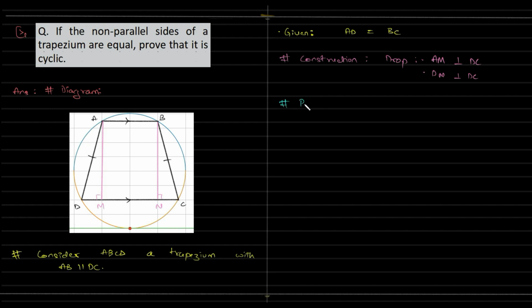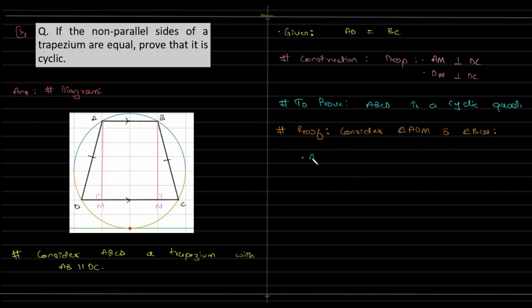Now we have the proof. So what is it that we need to prove? That ABCD is a cyclic quadrilateral. So how are we going to prove this? Let's begin by talking about these two triangles. Consider triangle ADM and triangle BCN.